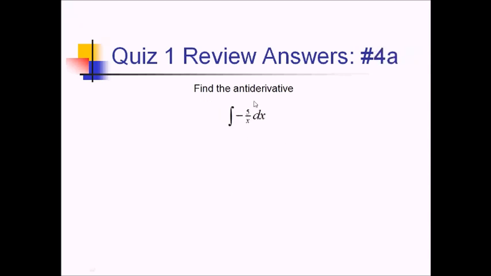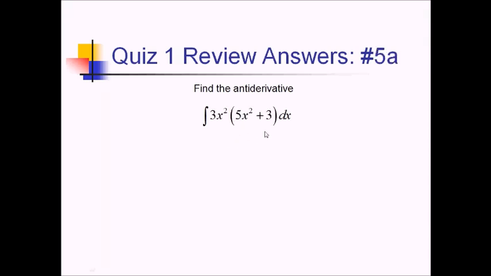To take the antiderivative of this function here, it's easier if you think of this as being just negative 5 times 1 over x. The antiderivative of 1 over x is ln of absolute value of x, so then this will be negative 5 ln of absolute value of x plus a constant. On this one, the antiderivative of e to the x is also e to the x because it's its own derivative. So then we have 2e to the x plus a constant.